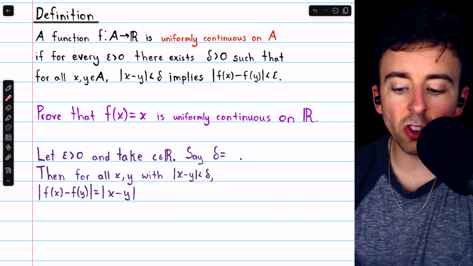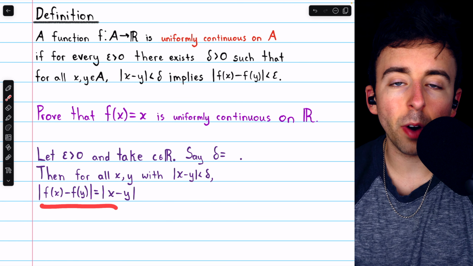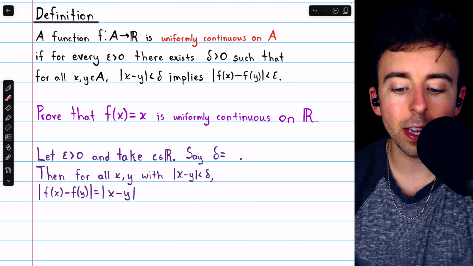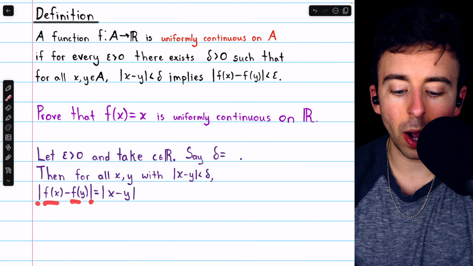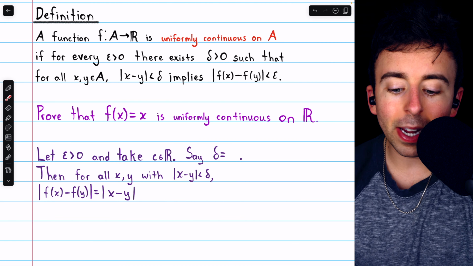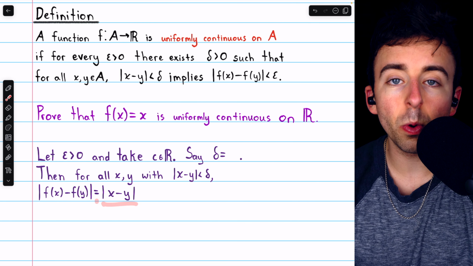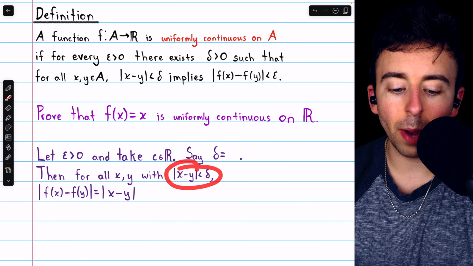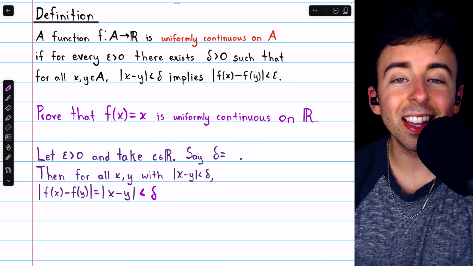As usual, we can just proceed without knowing what delta is, and in the process of writing out our steps, we'll be able to find what delta should be. We, of course, need to look at the distance between f of x and f of y. So we consider the absolute value of f of x minus f of y, and by definition of this function, we know this equals the absolute value of x minus y. Of course, the absolute value of x minus y is exactly what we know is less than delta.